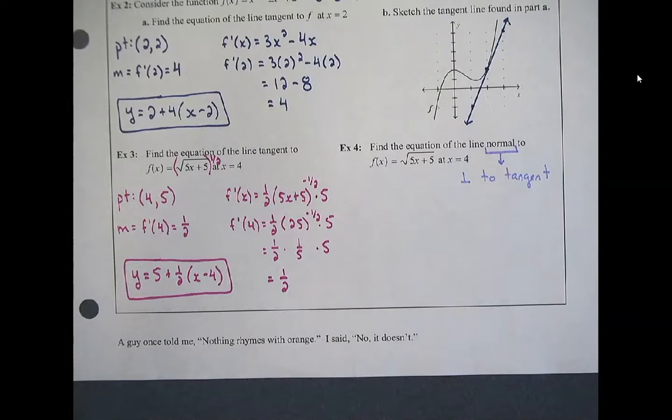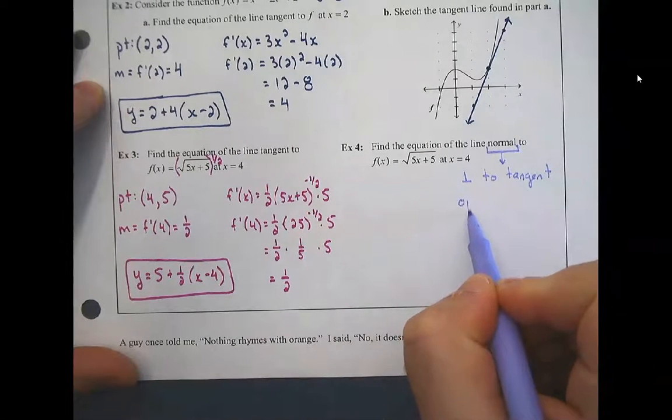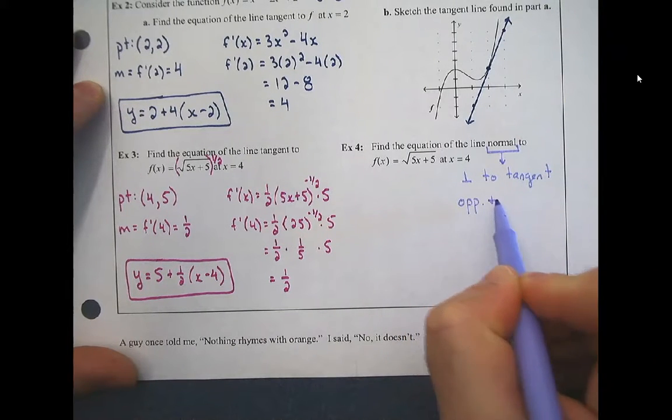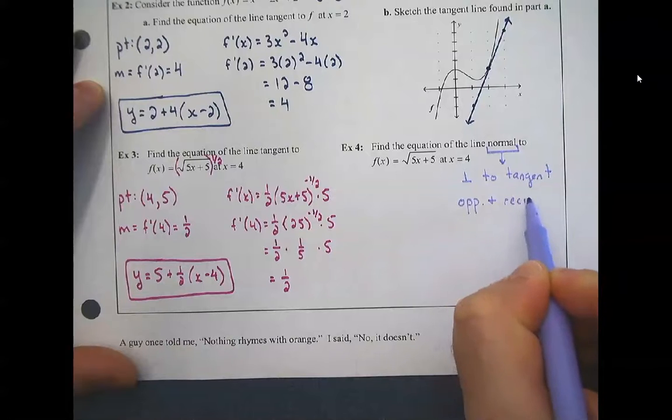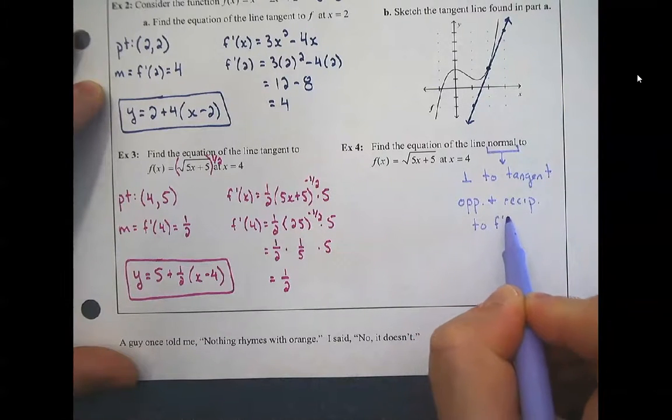All right, so let's review perpendicular. If I have a slope, who is the perpendicular slope to, let's say, 5/4? Negative 4 over 5. So what two things did you do? Opposite and reciprocal. So to be perpendicular to the tangent, we need to do the opposite and the reciprocal to f prime.